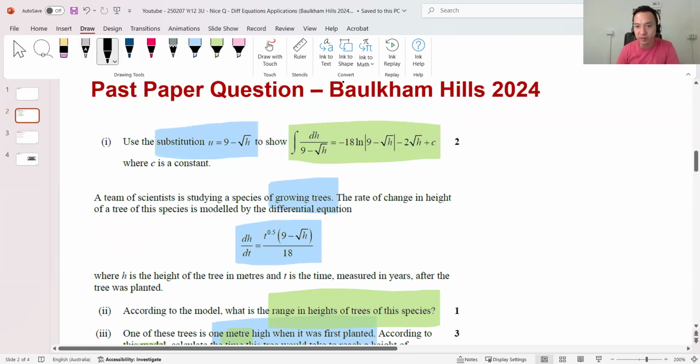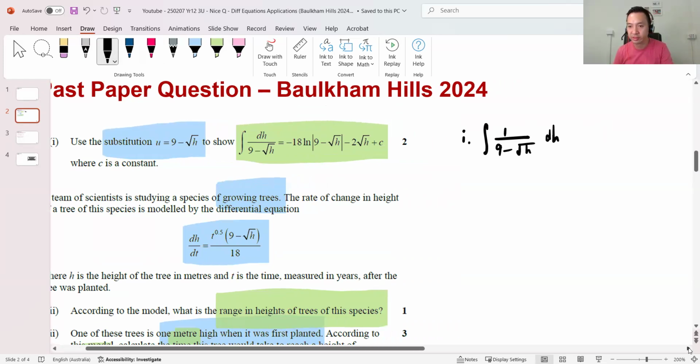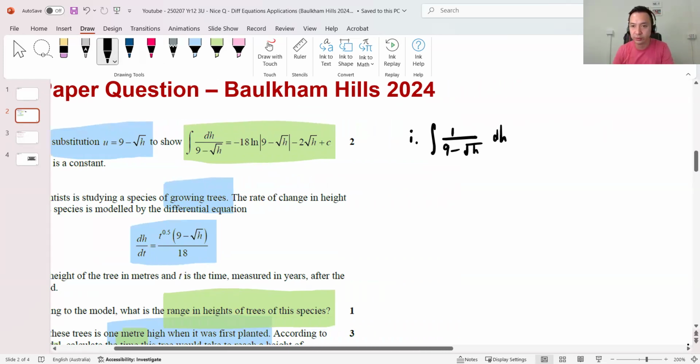Start writing. All right, so part one. Now they want me to basically integrate dh. Let me split it. So 1 on 9 minus root h dh, when they're using the substitution u equals 9 minus root h.